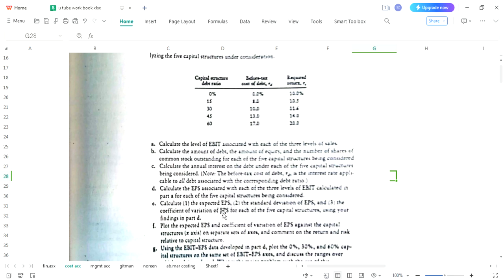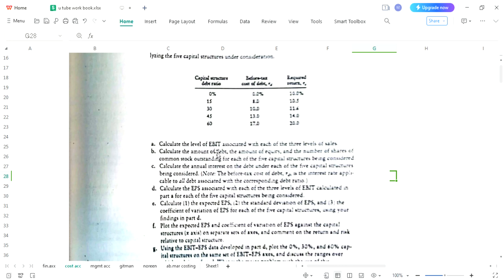Calculate expected EPS. So we have calculated EBIT, we have calculated the amount of debt, we have calculated the amount of interest, we have calculated the amount of EPS. So A, B, C, D parts for only this 0% have been solved. Now you can see how long this question could be. Just 0% has been solved for A, B, C, D.